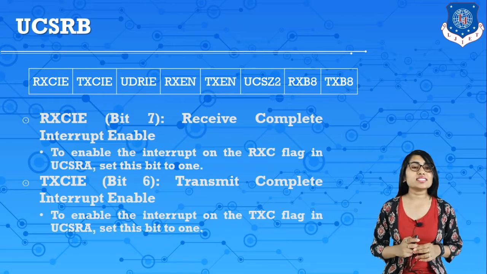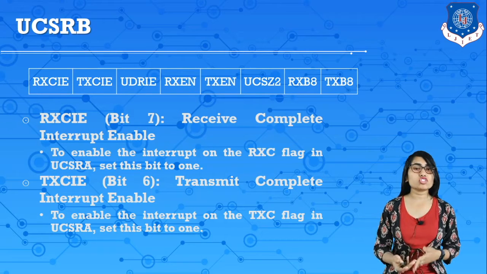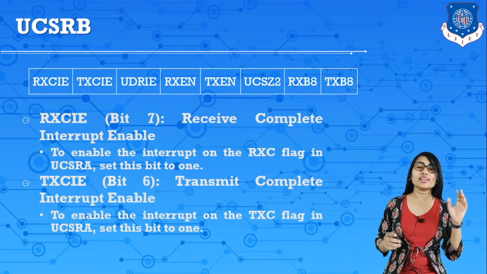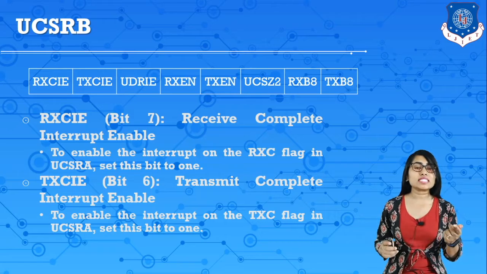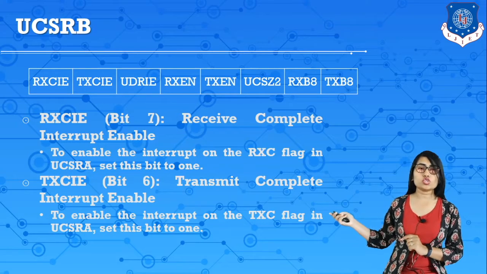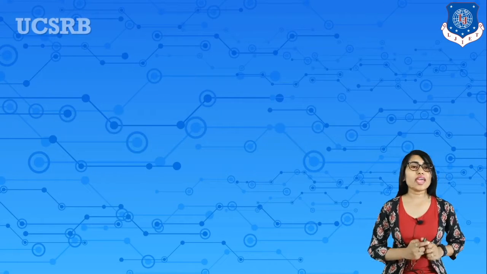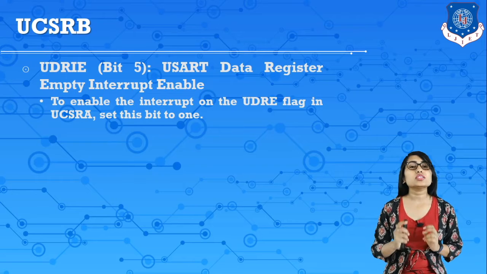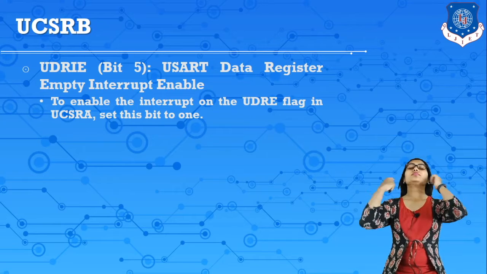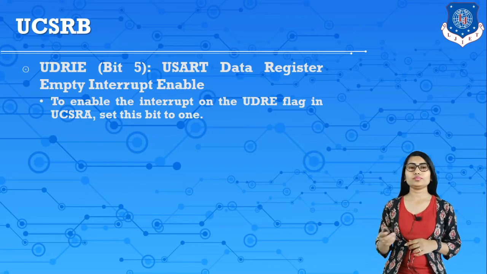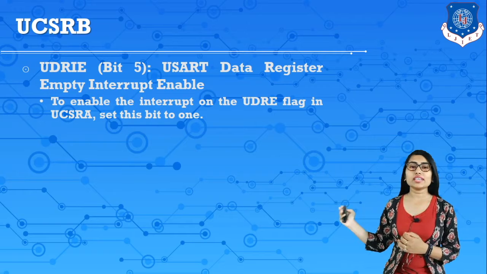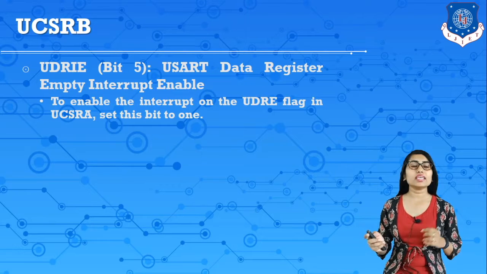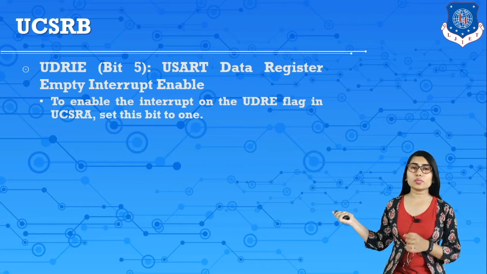Next is TXCIE, transmit complete interrupt enable. To enable the interrupt on the TXC flag in the UCSRA, set this bit to 1. Now next we have UDRIE, USART data register empty interrupt enable. To enable the interrupts on the UDRE flag in the UCSRA, set this bit to 1.